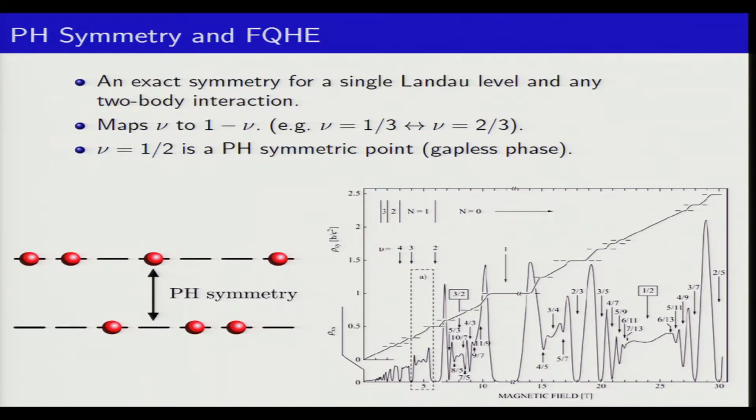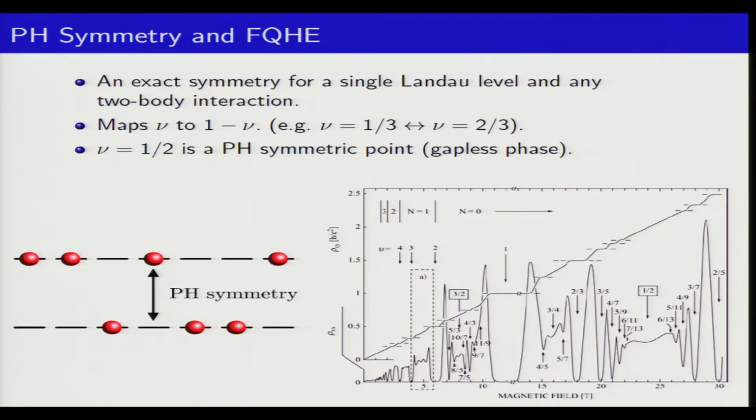And you can also see this symmetry in the experiments. This is the usual plot of the longitudinal resistance, this part here, and the Hall resistivity here, where you see the nice plateaus for the Hall resistivity and the zeros of the longitudinal resistance as a function of the magnetic field. And you see around 1/2, the filling fraction which is invariant under this transformation. It maps 1/2 to itself. And you see that you have fractions on both sides, which are related by the symmetry, like 7/3 and 8/3 and so on.